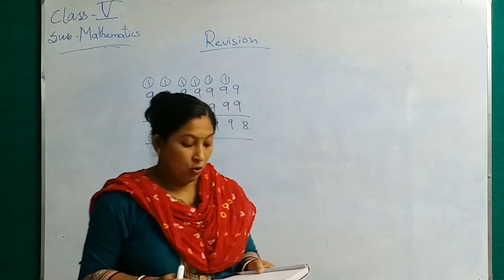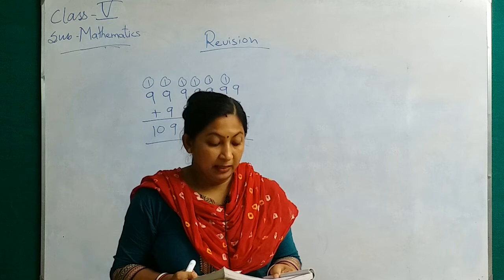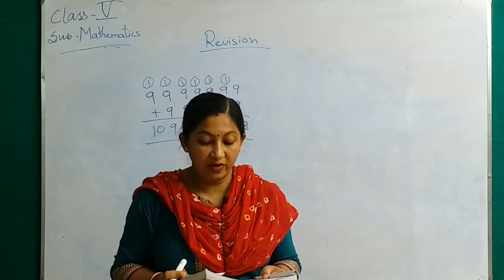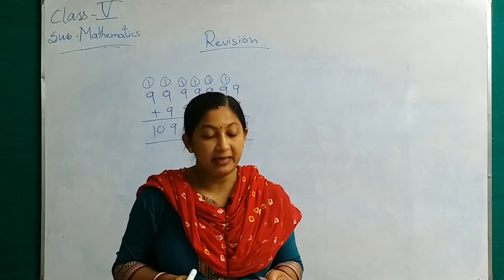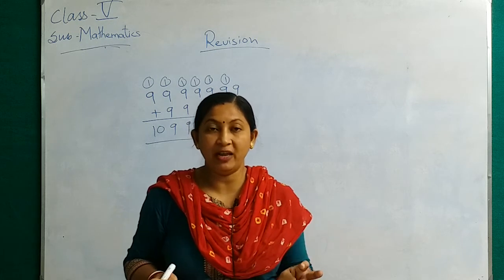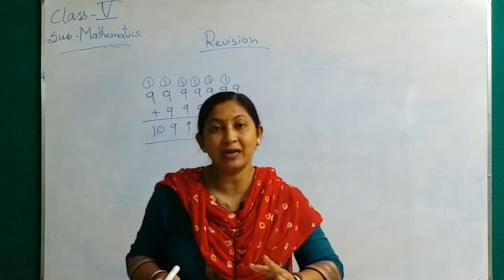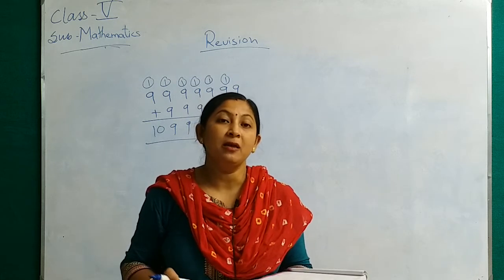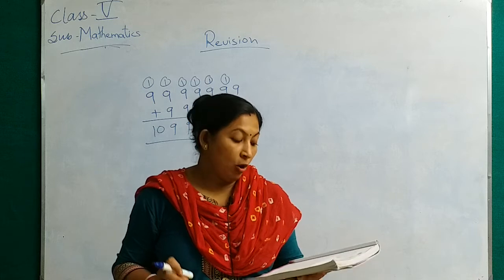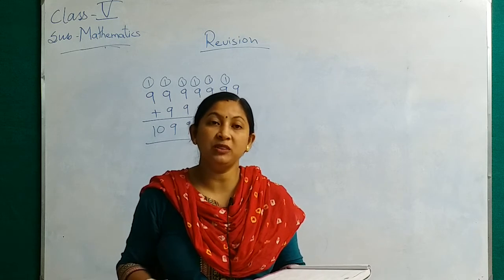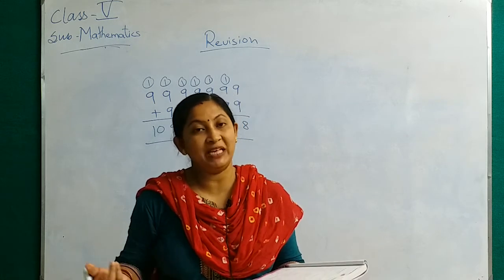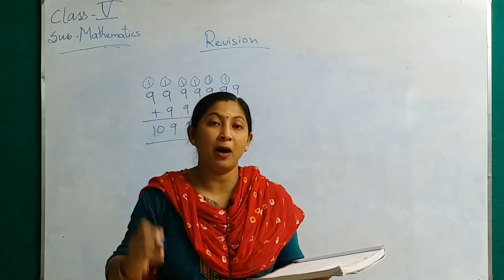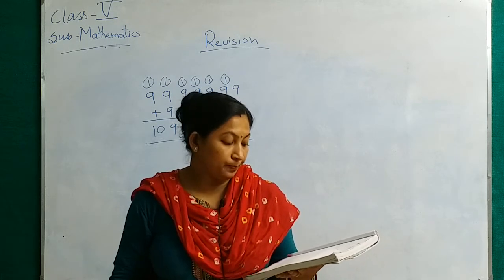Now come to question number 7. The place value and the face value of a digit are always equal at the dash. That means the place value as well as the face value are both the same in which place? It is possible only in the ones place. Only in the ones place do the face value and the place value remain the same. Okay, so you will give a tick mark in option A.